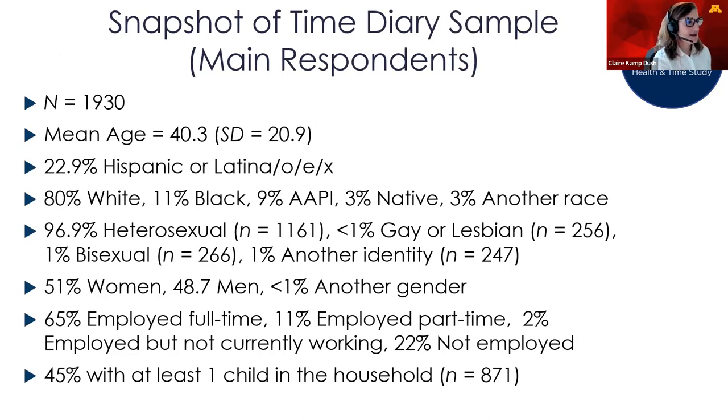And just a snapshot of some of the time diary sample. You can see here we had about 1,900 folks in that sample. The age was around 40. About 23% were Hispanic or Latina, Latino, Latine, Latinx, about 80% white, 20% other races. A majority, are these weighted? I don't know. About 1,000 were heterosexual, about 256 were gay or lesbian, must be weighted, I think, maybe. 266 bisexual, and another identity was 247, about half and half men and women. Some 65% were employed full-time, but several were not. And about 45% had at least one child in the household.